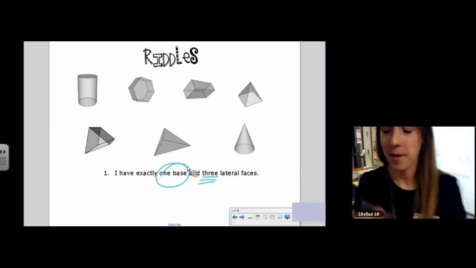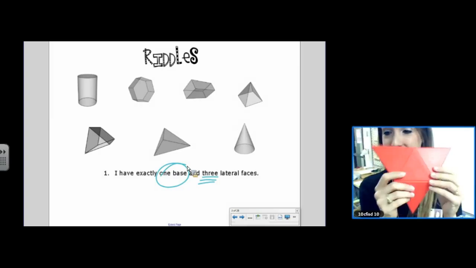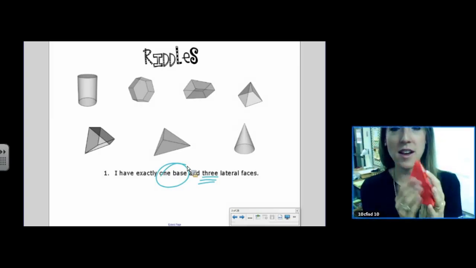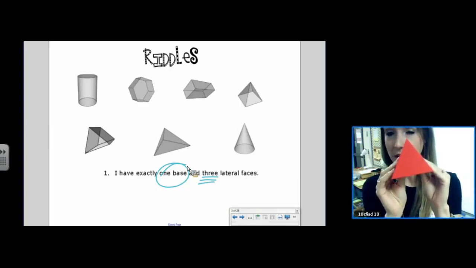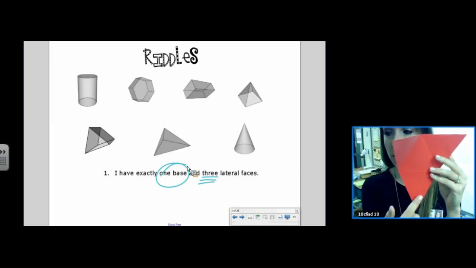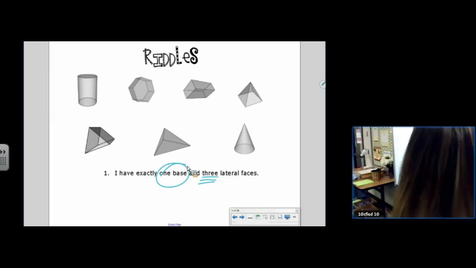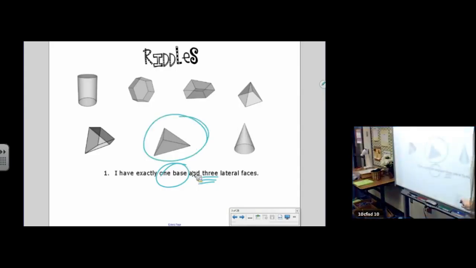So, you know what? In any shape, the number of lateral faces is congruent to the number of sides of the base. So if it's a triangle and the base has 3 sides, then it's going to have 1, 2, 3 lateral faces. The answer to this one was triangular pyramid.